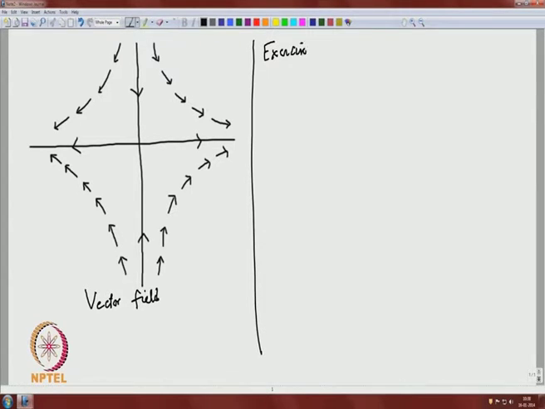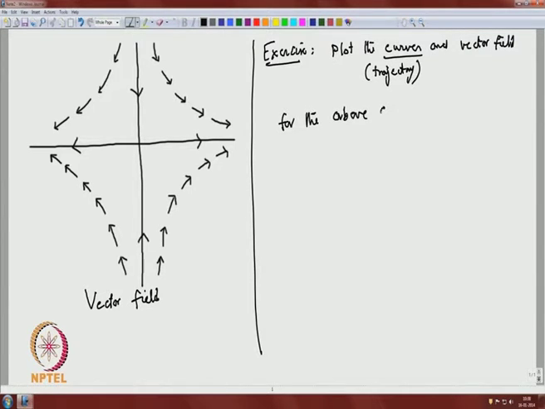Exercise: plot the curves and vector fields. Curves means solution trajectories. Plot the trajectories and the vector field for the above and other examples.